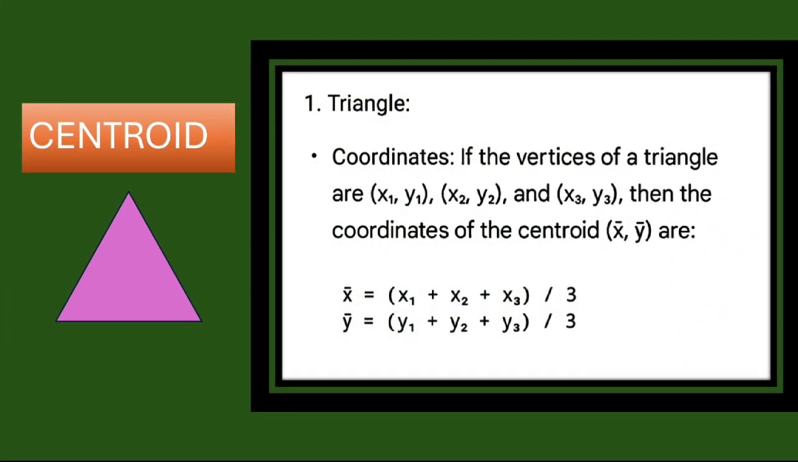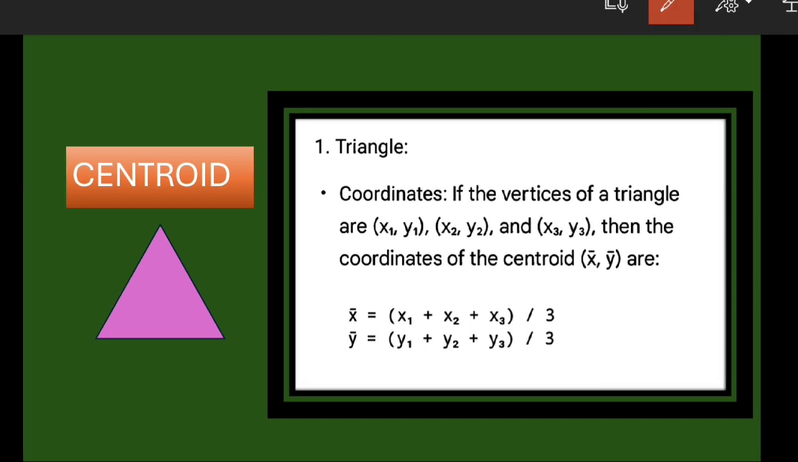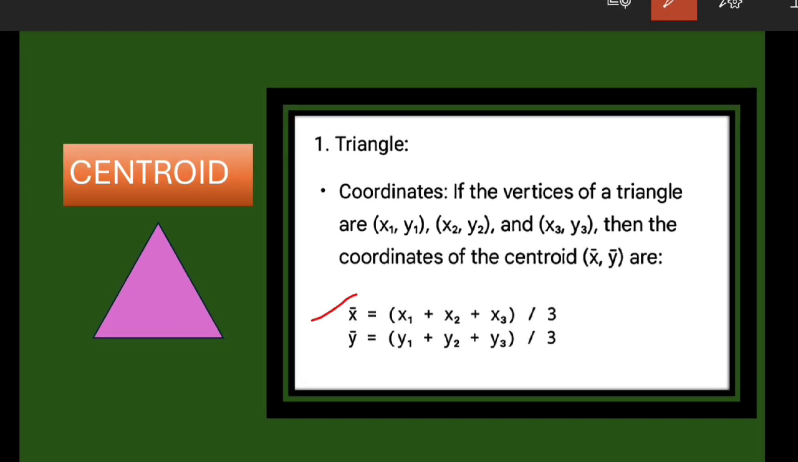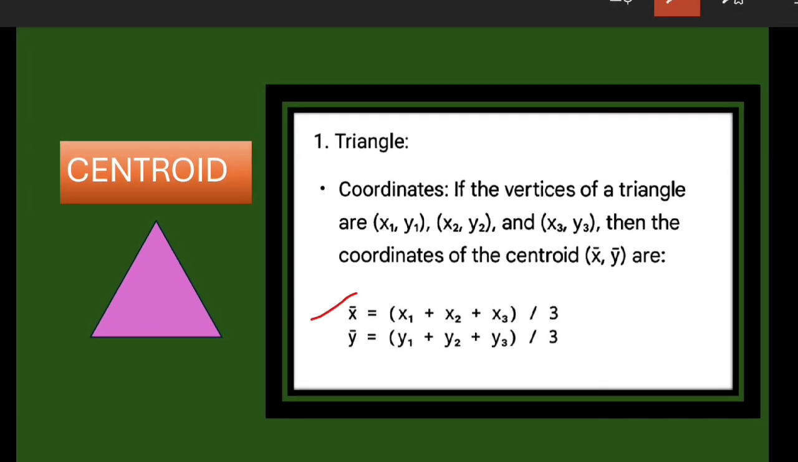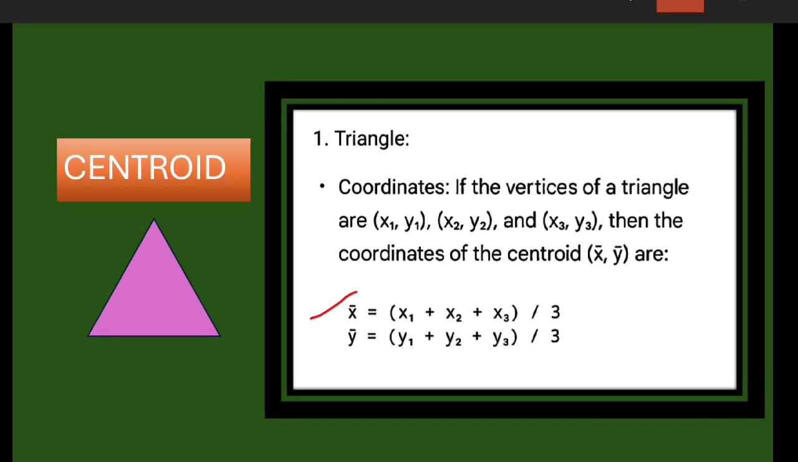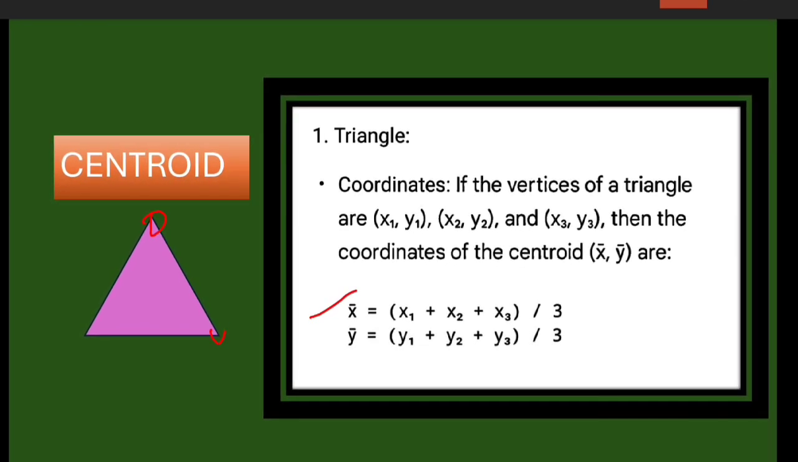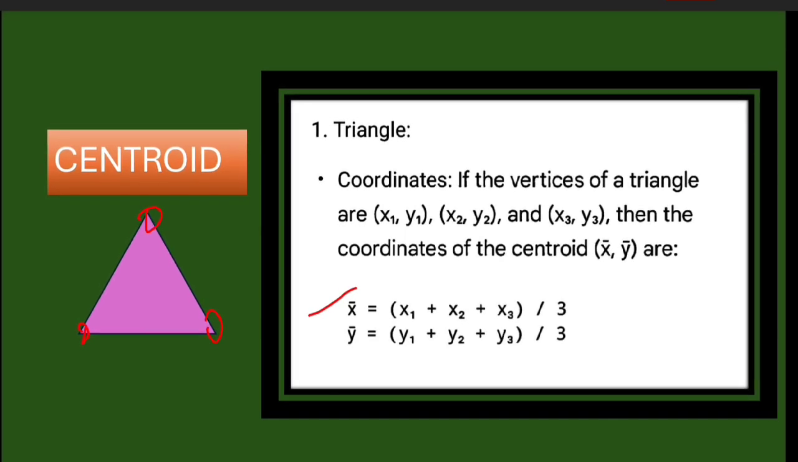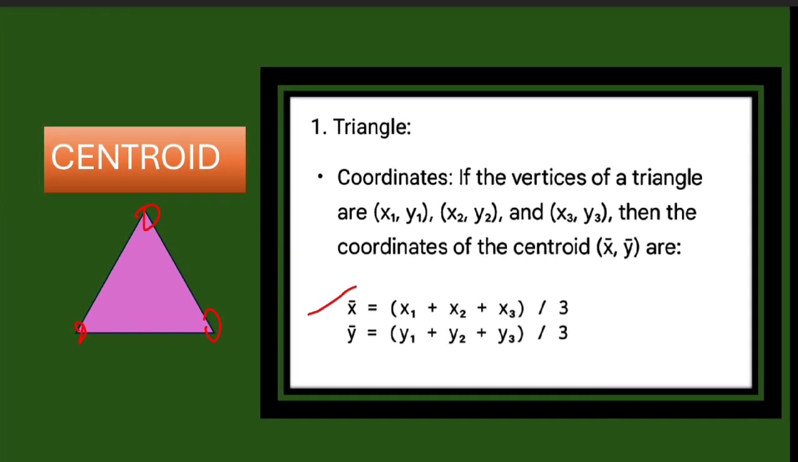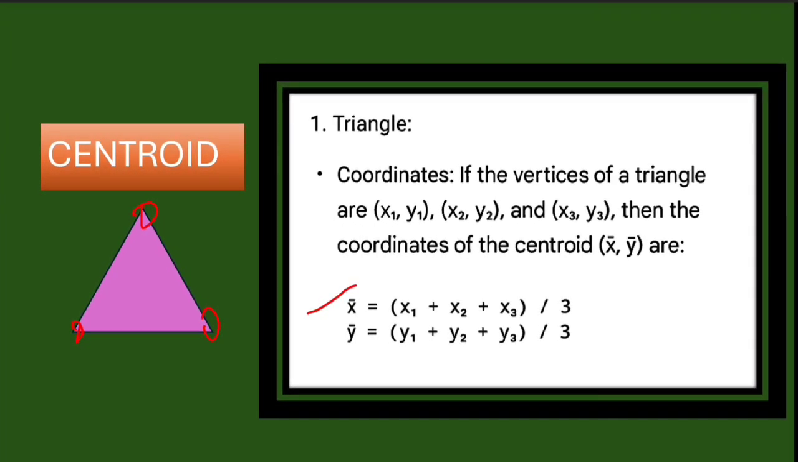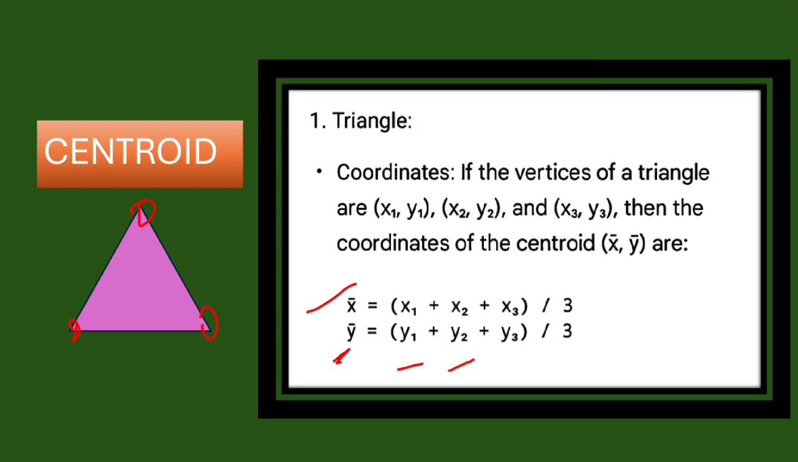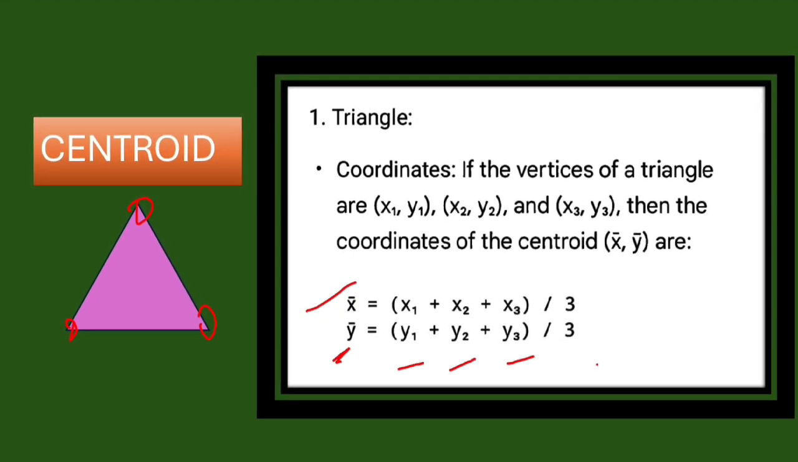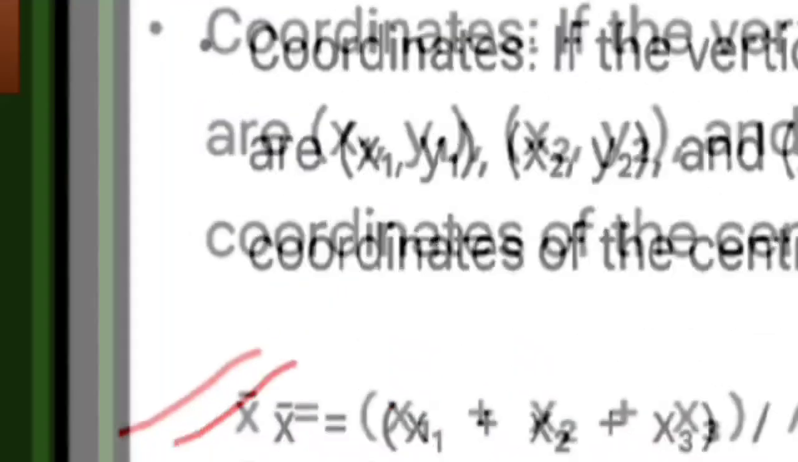And what is the centroid of a triangle? The centroid of a triangle, we can take as x bar equals x1 plus x2 plus x3 by 3. If we have 3 vertices, triangle means 3, right? So (x1, y1), (x2, y2), (x3, y3). So x1 plus x2 plus x3 by 3 is the x bar, and y bar is y1 plus y2 plus y3 divided by 3. This is the centroid of a triangle.